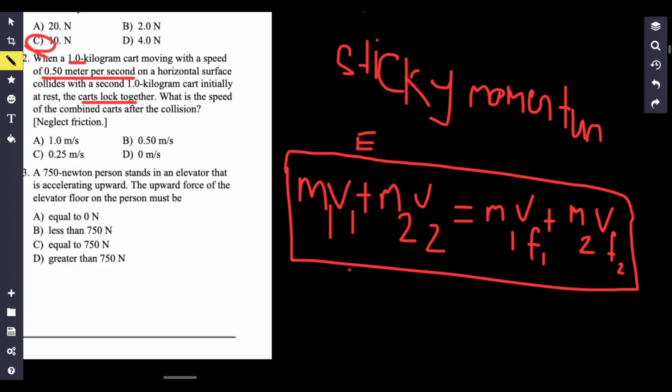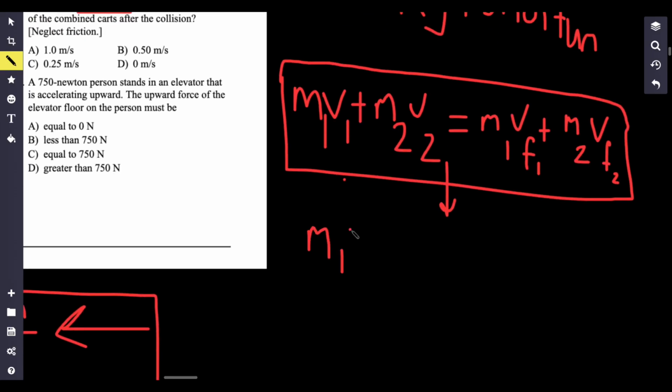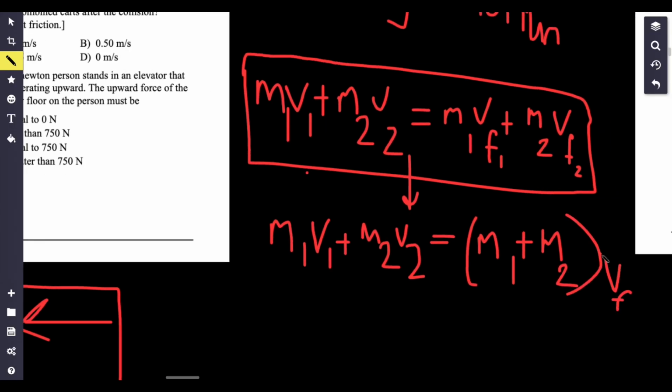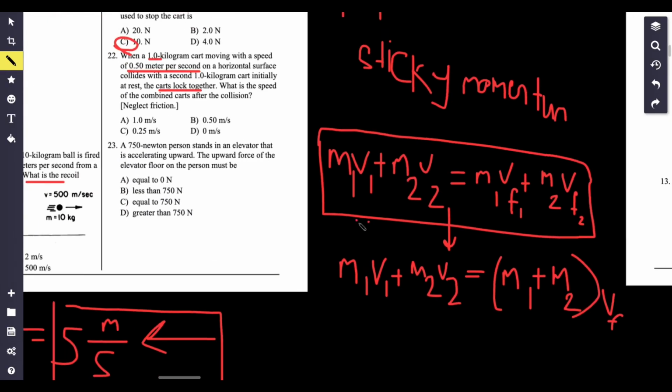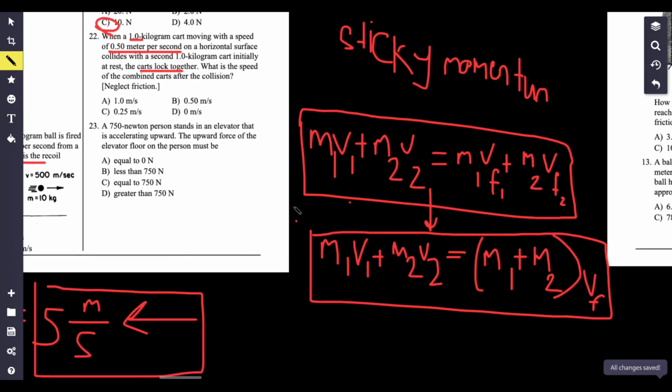But for sticky momentum, the formula is a little bit different. It's going to be m1 v1 plus m2 v2, and these objects are going to stick together. So both of these objects will move at some final velocity together, which is why I'm multiplying everything by this final velocity. So these are the two important formulas that you should probably remember.